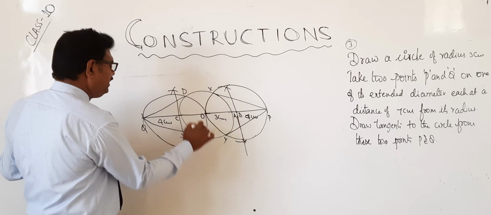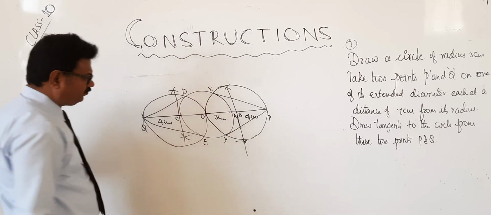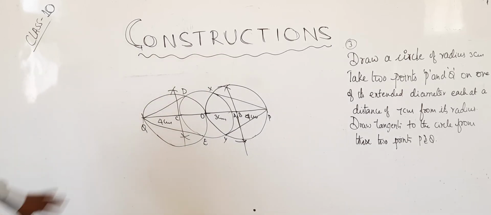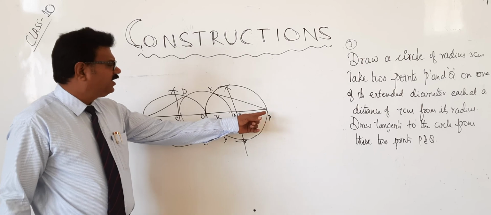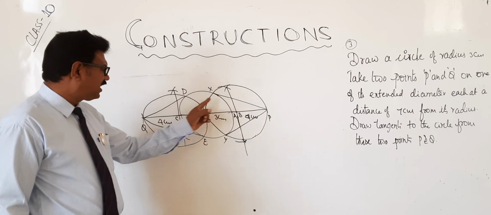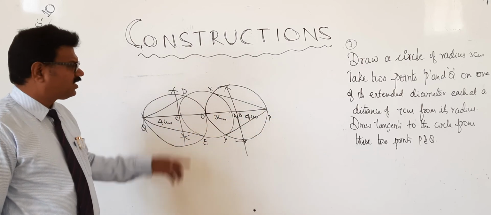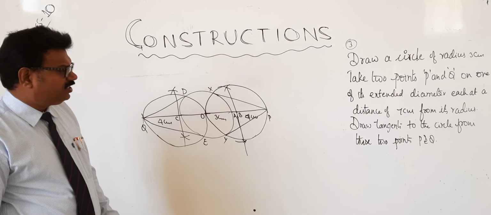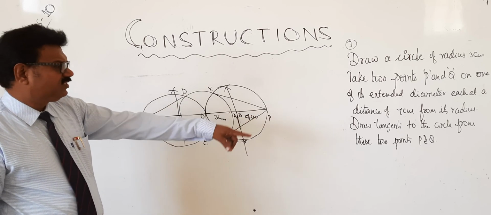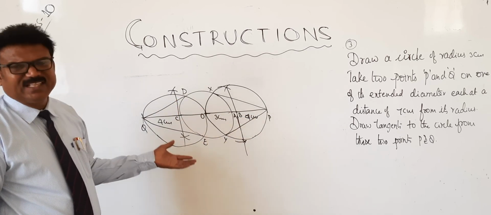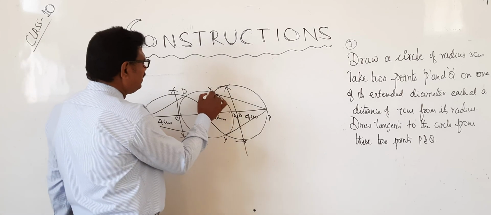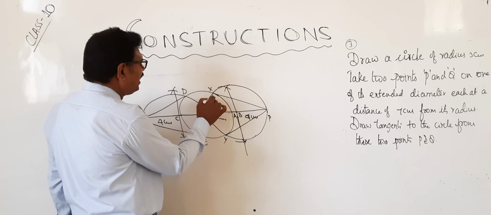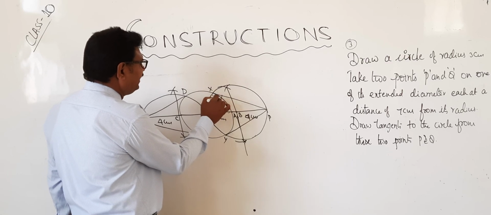Yes, D and E. So the construction is almost over, because we have drawn tangents from P to this circle and from Q to this circle. Now we can give the verification for this. First verification we do like this. If you draw like this, it is nothing but 90 degrees.